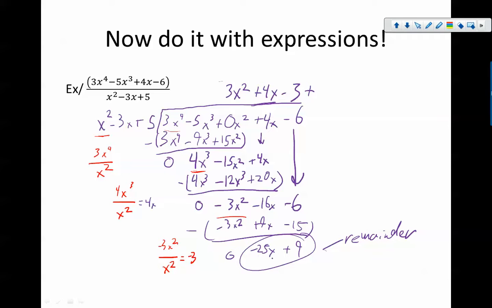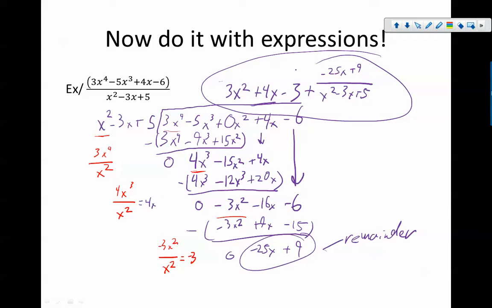But it's not just negative 25x plus 9. It's the remainder when I divide it by this. So if we take negative 25x plus 9 and divide it by this x squared minus 3x plus 5, I get the fraction that is left over when I divide by x squared minus 3x plus 5. And that right there is my final solution. x squared plus 4x minus 3 plus negative 25x plus 9 over x squared minus 3x plus 5.